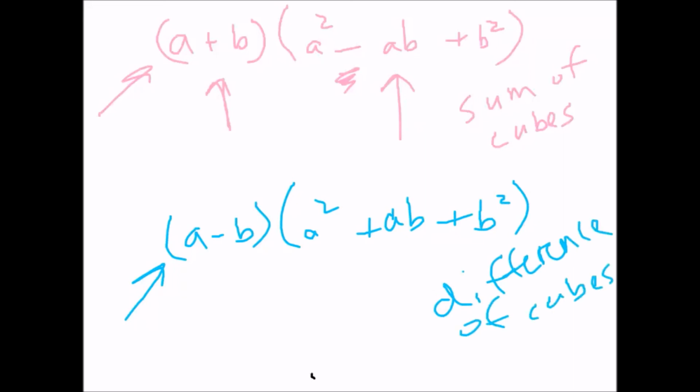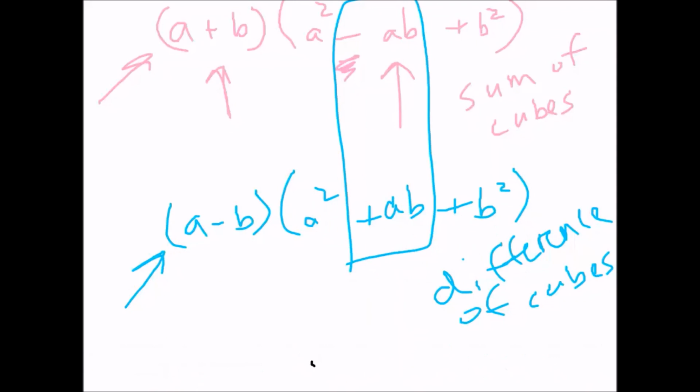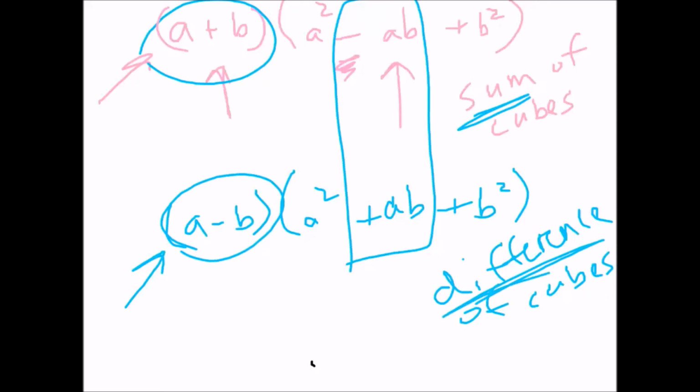Everything's the same between those two, except that one part in the middle, right here. For the sum, it's opposite. For the sum, it's negative, and for the difference, it's positive. But everything else is going to be exactly the same. The front just reminds you what you started with, the sum. This one reminds you it's the difference.